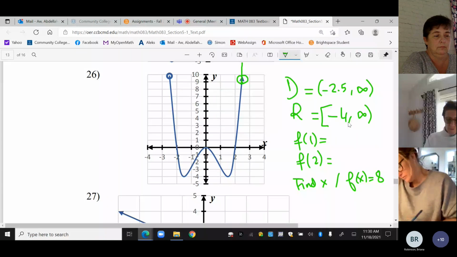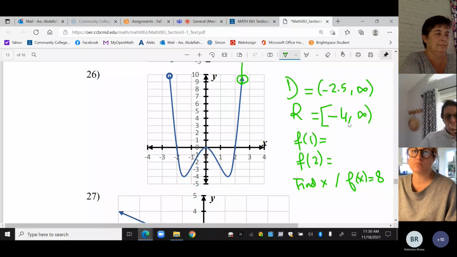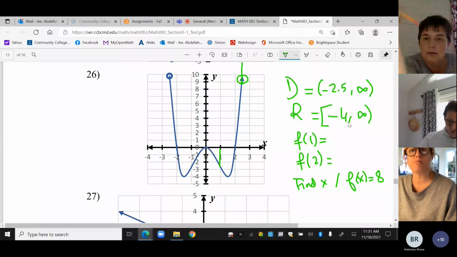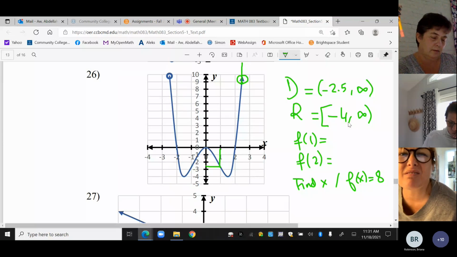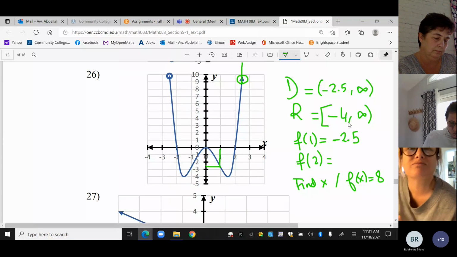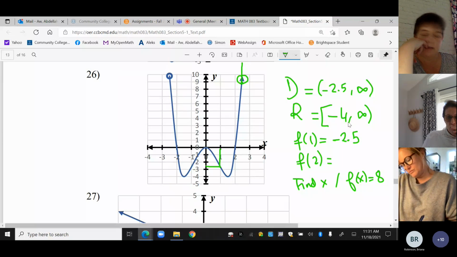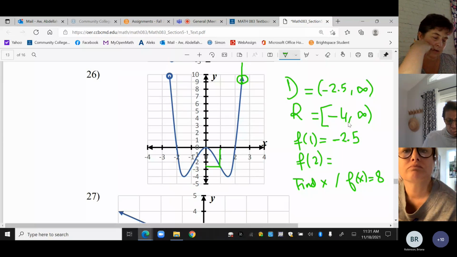Okay. Now, how much is f of 1? Can you give me the answer, please? -3, right? You see, f of 1 is right here. We can make the case it is -3. But if you look closely, it's like -2.5. But on the test, I will ask you only a value that can be read exactly, not about. I will ask you a value that everybody will have the same answer.